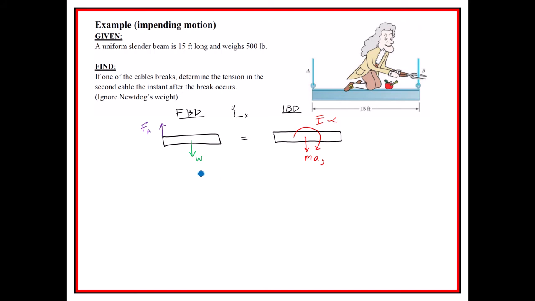And so we could take the sum of the forces in the y direction are going to be equal to mass times acceleration in the y direction. And we will say that that's going to be positive right there. So we'll say that FA minus W is going to be equal to m a_y, right?